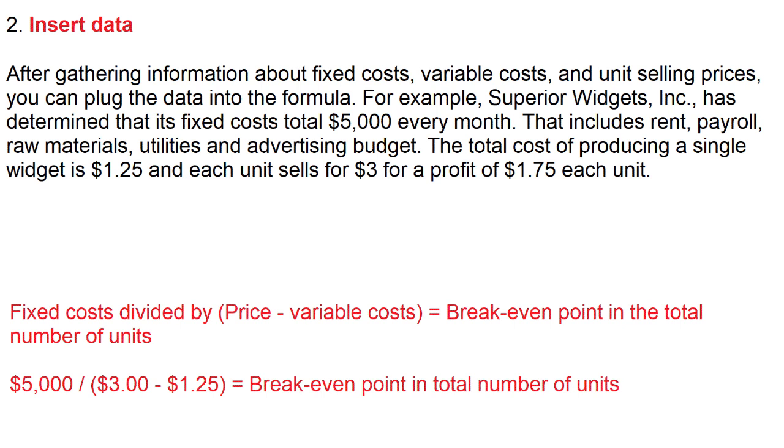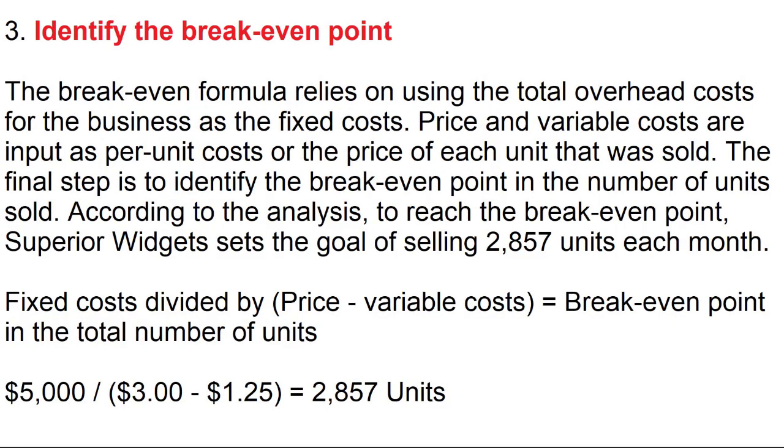The total cost of producing a single widget is $1.25, and each unit sells for $3 for a profit of $1.75 each unit. Fixed costs divided by price minus variable costs equals break-even point in total number of units. $5,000 divided by $3 minus $1.25 equals break-even point in total number of units.